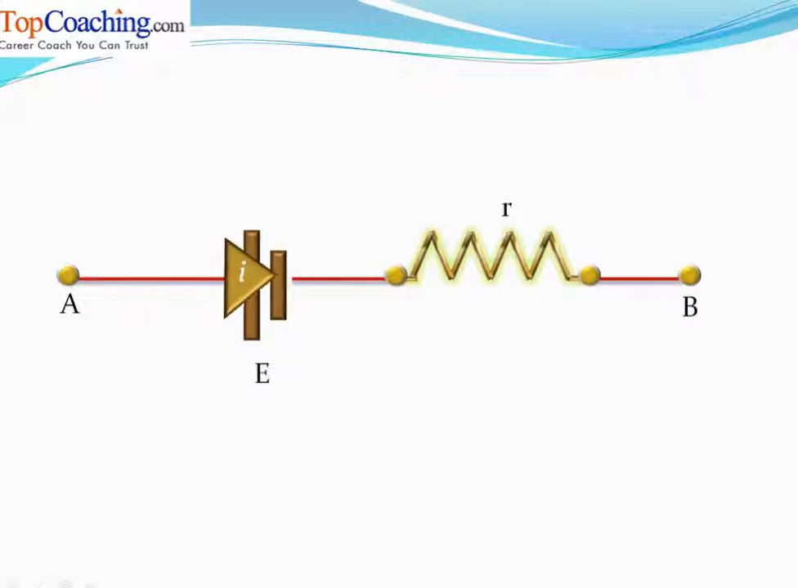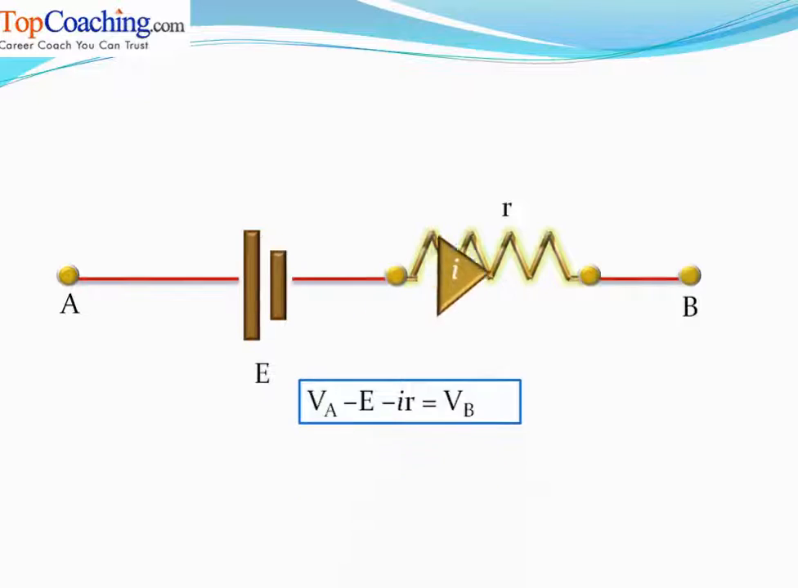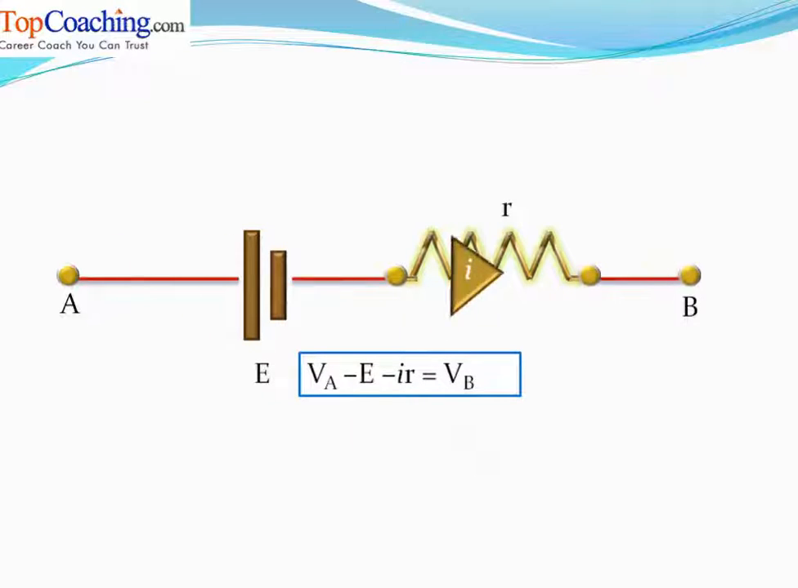So as you can see, this is how the current is flowing. The current is entering the positive terminal of the battery and leaving the negative terminal of the battery. In such a case, what will be the potential difference across the two ends of the battery, A and B? Well, we can apply modified Kirchhoff's law to find out. You see, in such a case, VA, the potential at the point A, minus E minus IR equal to VB, isn't it? That's simple enough.